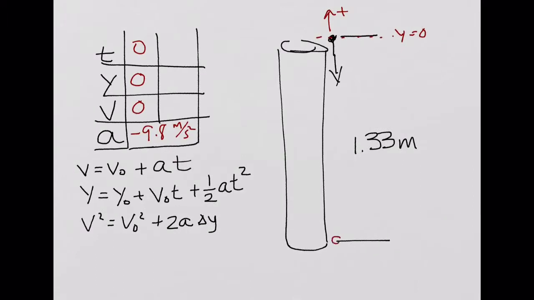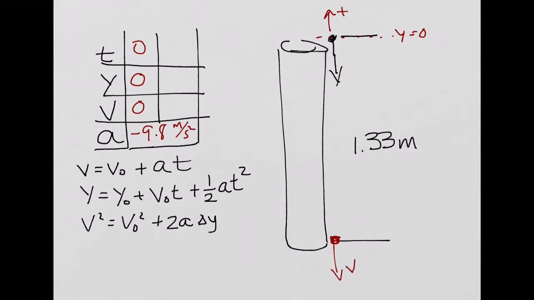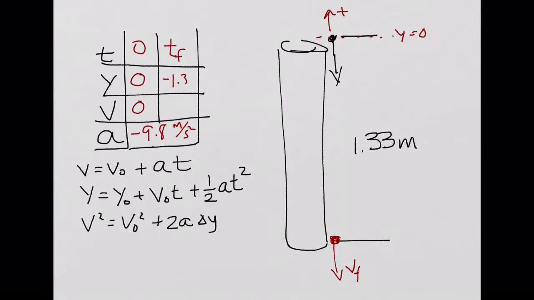After it falls, the ball is down here just before it touches the ground, and it has a final velocity. So what is the time of that? We don't know. That would be a variable called tf. What is the position of that? Minus 1.33 meters. And what is the velocity just before it touches the ground? We don't know, but it would be vf.